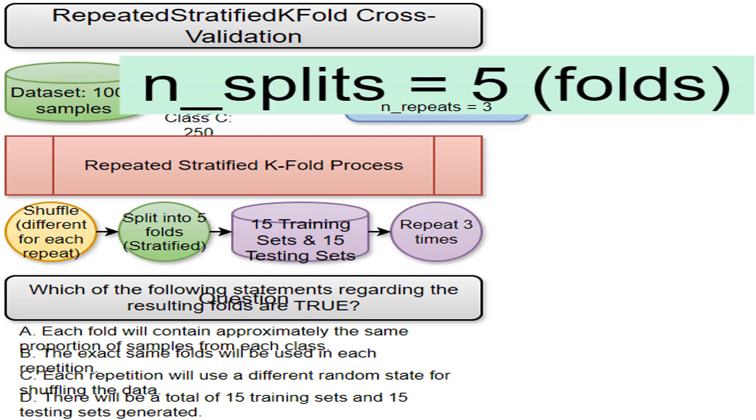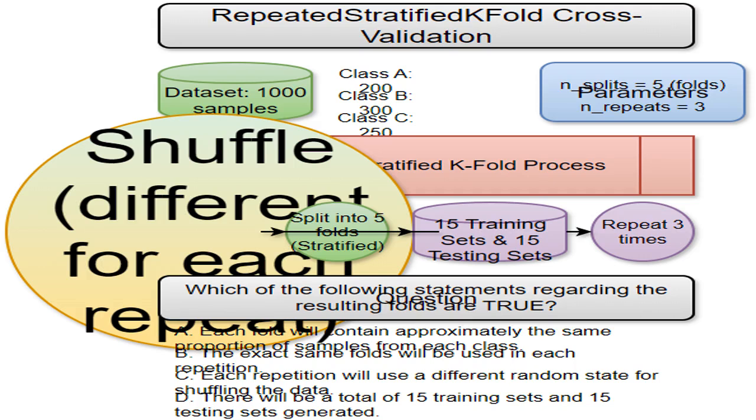This specifies the number of repetitions in the repeated stratified K-fold. The process of splitting the data into folds and training, testing the model is repeated 3 times, each time with a different random shuffling, to enhance the robustness of the model evaluation. The total number of training and testing sets is a direct result of 5 folds and 3 repetitions. It is important to understand that each repetition generates a new set of folds, leading to 15 distinct training sets and 15 distinct testing sets in total.